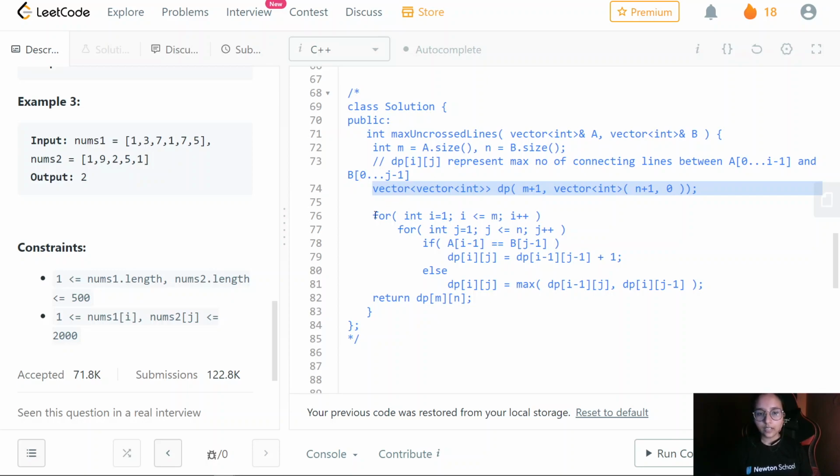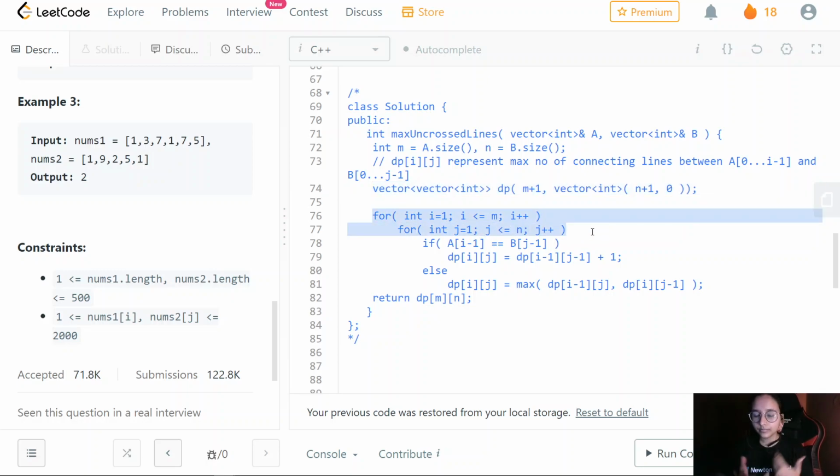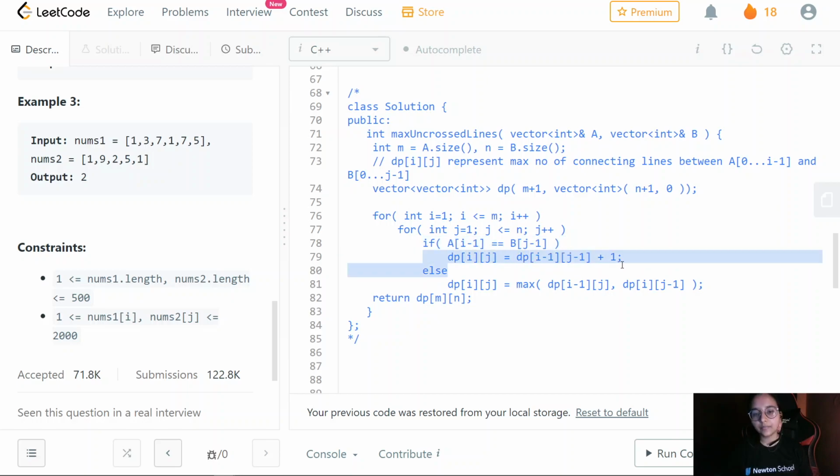So here comes the part for the nested loops, and here we can check that if both of them are equal, the way we were doing in our recursive and memoized solutions, then we will be assigning DP of i, j equals DP of i-1, j-1 plus 1. Else we would be checking the maximum out of both the cases, and at the end we will be returning the state that is DP of m, n.